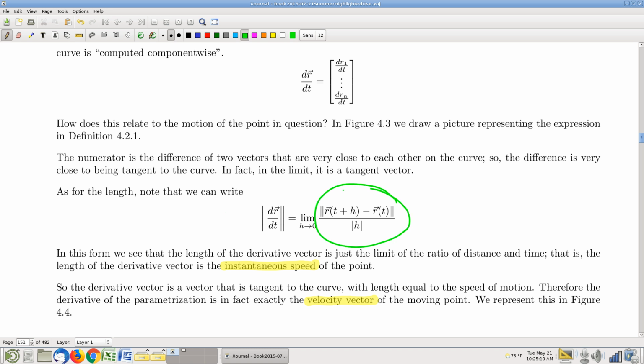Just taking the magnitude inside of the limit, notice the magnitude of that difference vector is just a distance. The magnitude of the elapsed time is a time. What we have here is distance divided by time. We're taking a limit as h approaches 0 of distance divided by time. That is the exact definition of instantaneous speed. So this derivative vector is natural both in its magnitude and its direction. It's a tangent vector whose magnitude is the speed of the parameterization at that point. It's all totally physically natural, geometrically natural, depending on how you want to look at it.